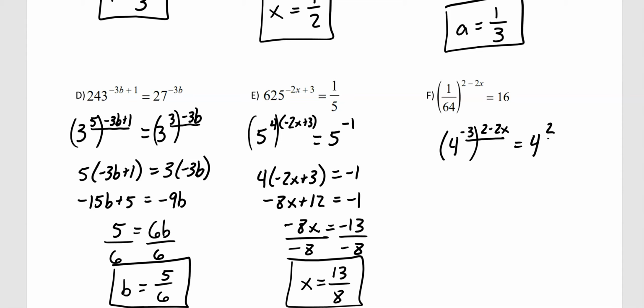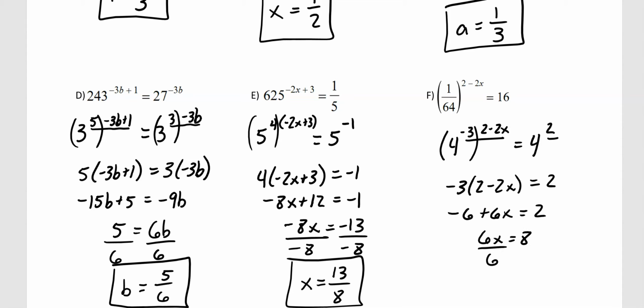So then I take my exponents. Negative 3 times the quantity 2 minus 2x equals 2. So I have negative 6 plus 6x equals 2. Add 6 to both sides, so I'd have 6x equals 8, divide by 6, and I find that x equals 4/3. And there we go.